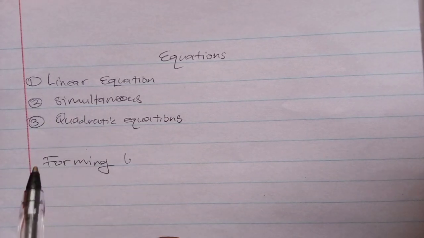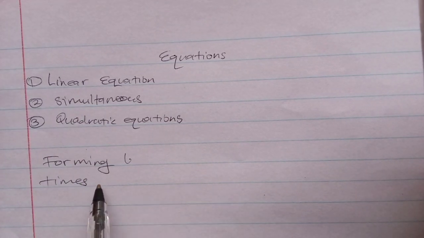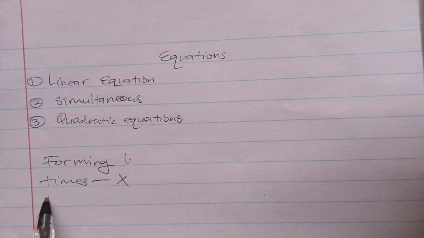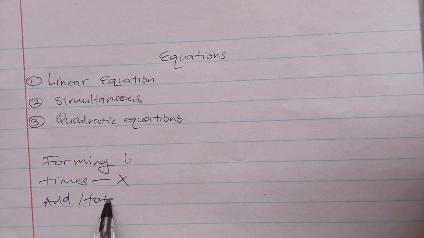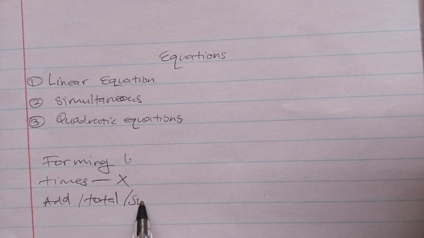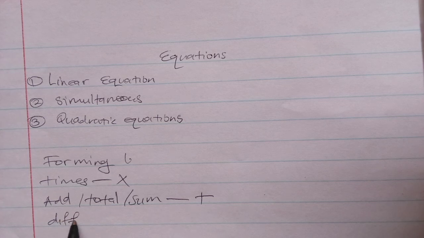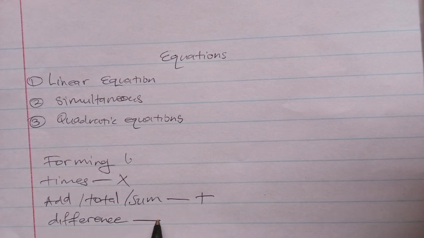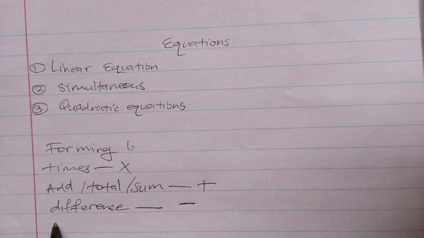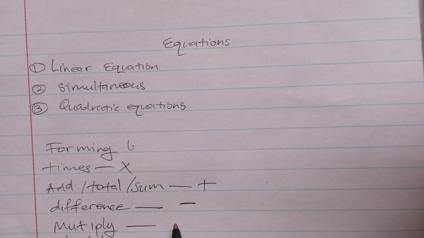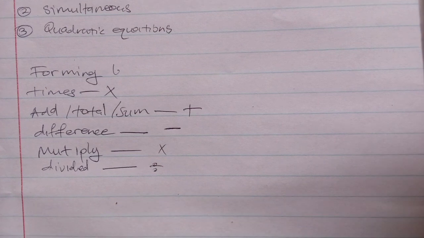So you usually have words like times, which would imply multiplication, words like add, total, or sum, which would imply an addition. You have words like difference, which would imply a subtraction, and then words like multiply, I think that's self-explanatory. Divided, quotient, still talking about division, right? We'll be talking about division.